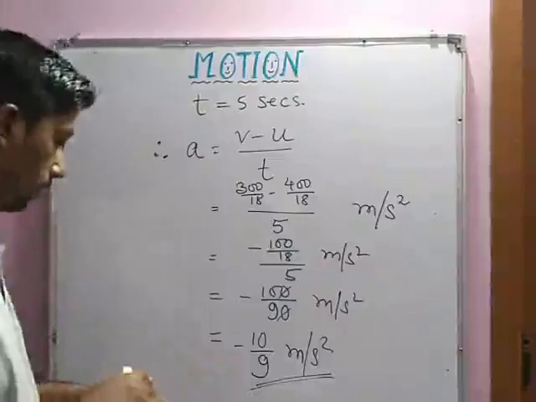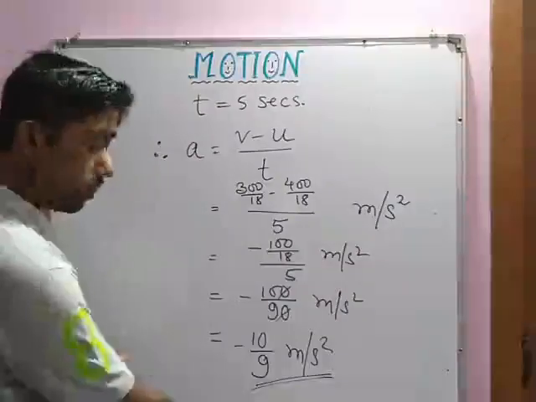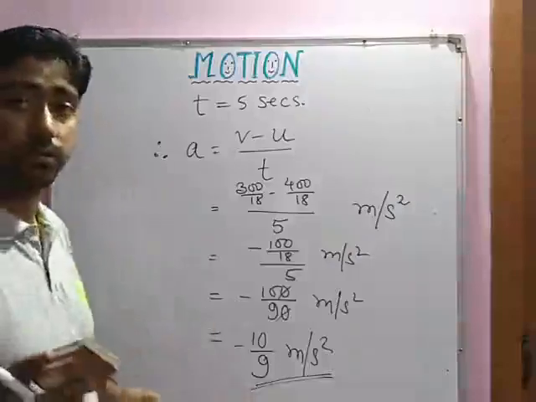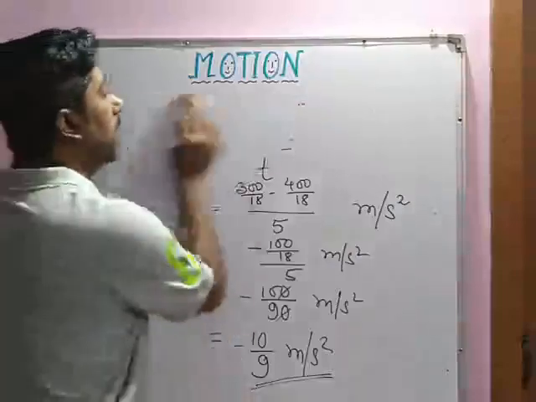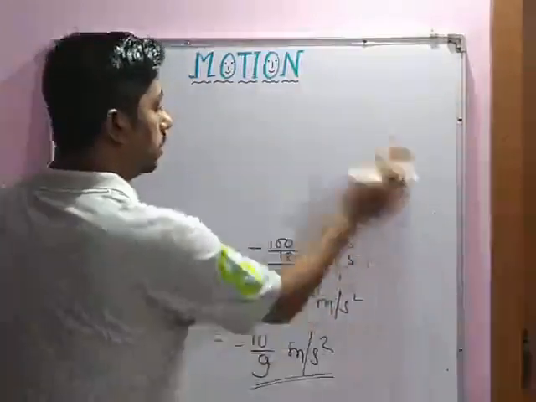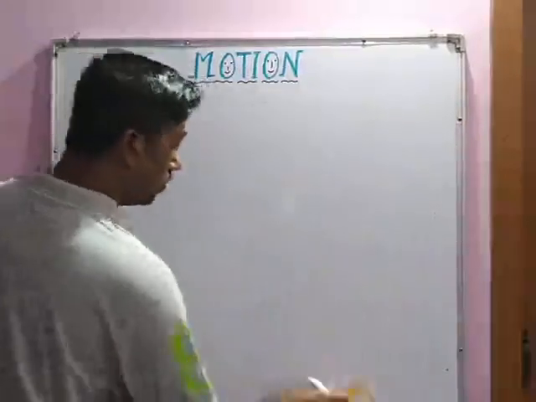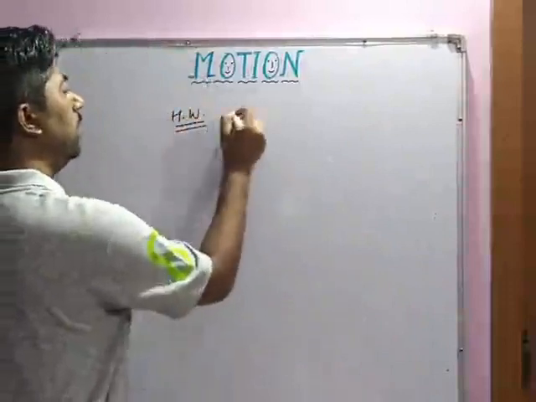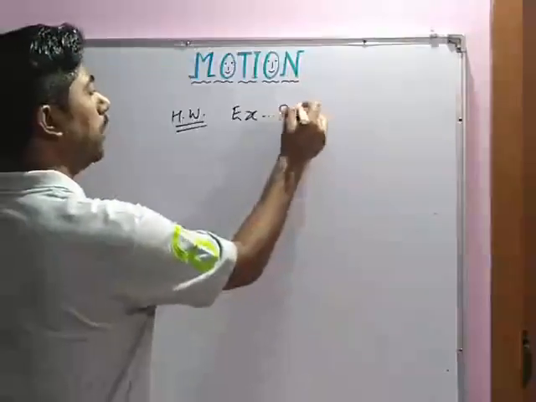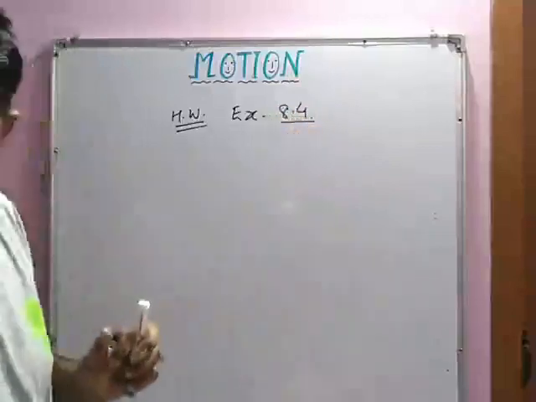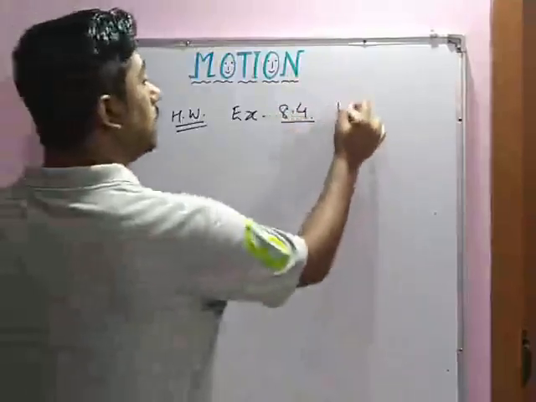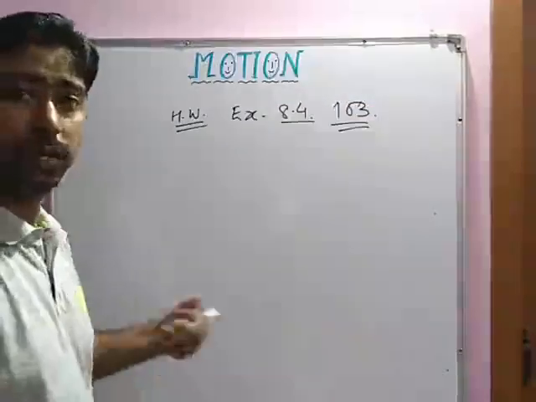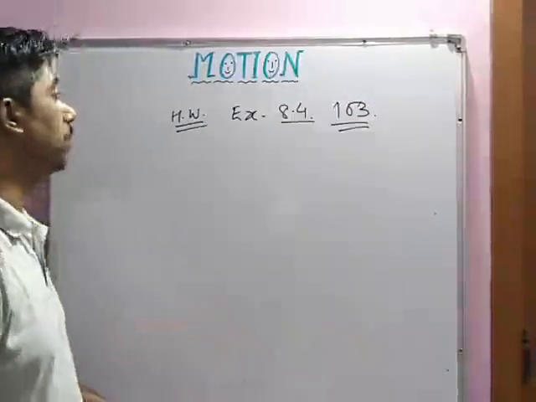As homework, you can try example 8.4 from your textbook. Try this at home, example number 8.4. You will find this on page number 103. So this will clarify your concepts a little bit more.